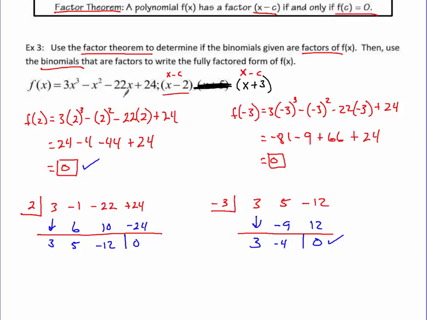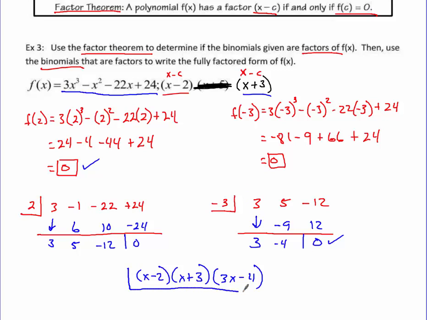So our factors of all of this are x minus 2, which we figured, x plus 3, and 3x minus 4. That's what we have when we divide this 3x squared plus 5x minus 12 by our remaining factor x plus 3. So hopefully that made a little sense. We'll keep practicing it, so don't get too stressed about it. But that's it for synthetic division.